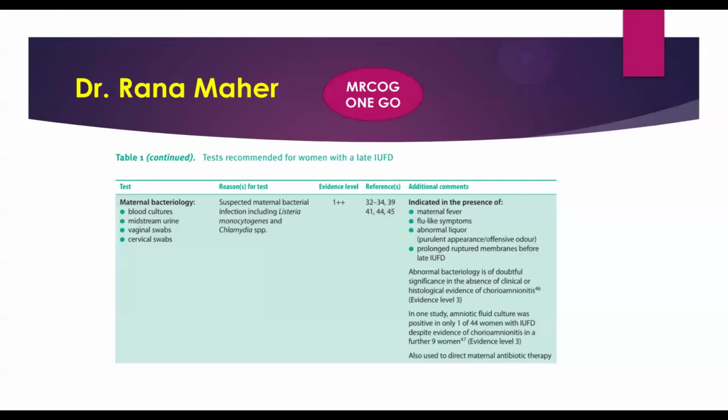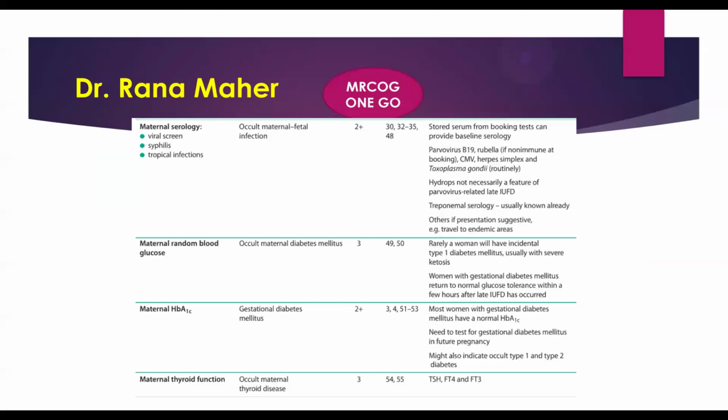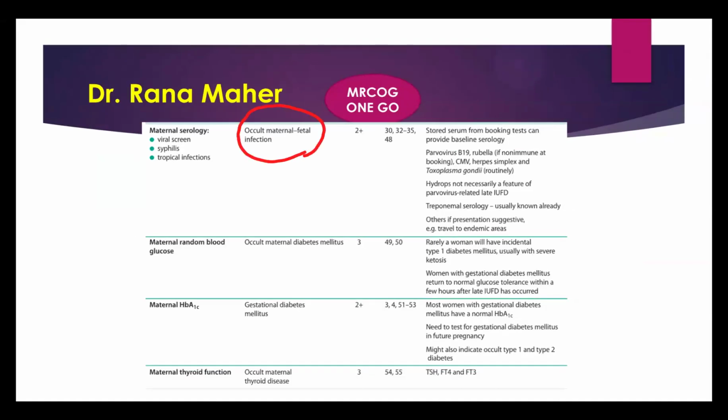What else to offer? Some bacteriology tests, like blood culture, midstream urine, vaginal swabs, cervical swabs, if you suspect any infection, like listeria or chlamydia. So we need to offer these blood tests for the patients. Some maternal serology for viral screen, syphilis, and some tropical infections, if you suspect tropical infections. For the syphilis, if it's not done at the booking visit. So viral screen, syphilis to detect any occult maternal fetal infection.